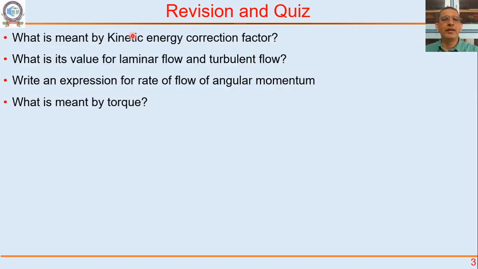Just to quickly recap what you have done in the first two modules. First of all, can you write what is meant by kinetic energy correction factor? Can you write what is meant by momentum correction factor? What is the value of the kinetic energy correction factor and momentum correction factor for laminar flow as well as turbulent flow? Write an expression for rate of flow of angular momentum, and what is the meaning of that angular momentum, and what is the meaning of the word torque.